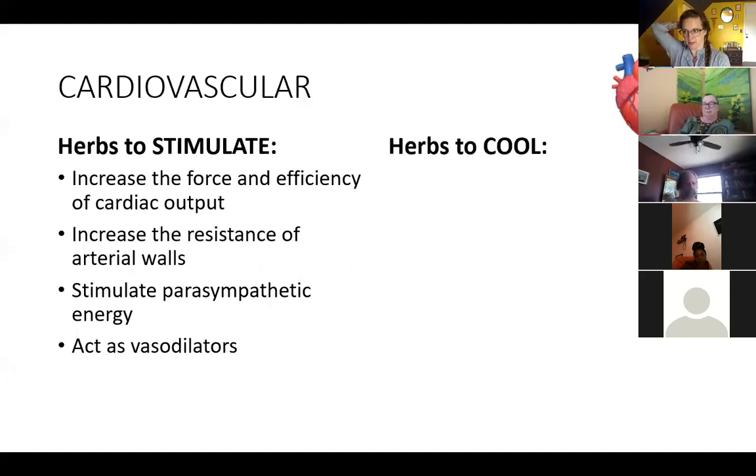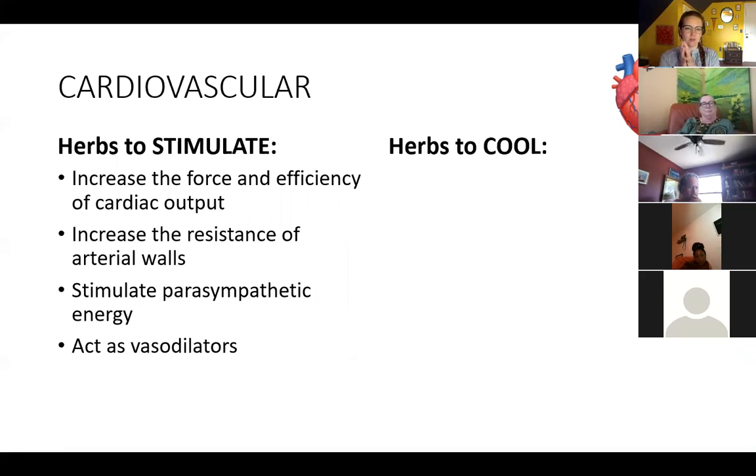So to stimulate the cardiovascular, if it's deficient, so increase the force and efficiency of cardiac output. That's not necessarily herbal related. It doesn't have to be. It can be diet related. It can be emotional work. It can be, like I said, cayenne, like warming things that actually do kind of get the blood moving. That's an option. Increasing the resistance of arterial walls, actually focusing on the strength of the vessels themselves. Stimulate parasympathetic energy. Oh, more parasympathetic action. And then herbs that act as vasodilators.